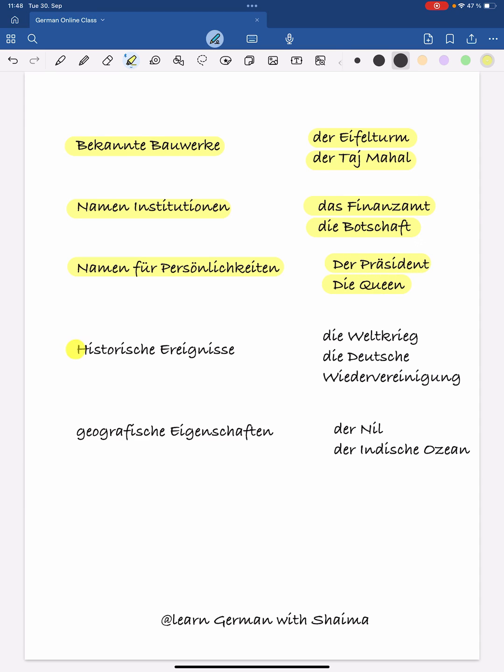And also if you're talking about some occasion which happened in the past, then you will be using the bestimmter Artikel: der Weltkrieg, die deutsche Wiedervereinigung. And if you're talking about geographic things which are very, very specific, even then you will be using bestimmter Artikel. For example, the longest river on the earth is der Nil, that's why der, und der Indische Ozean.